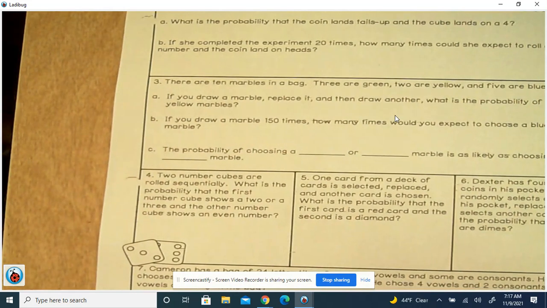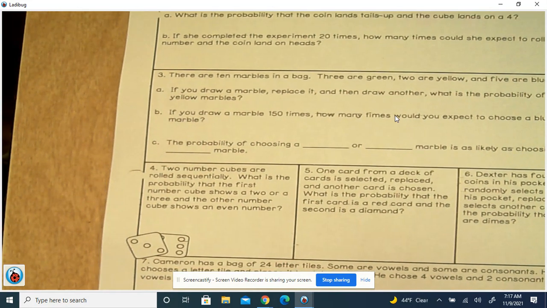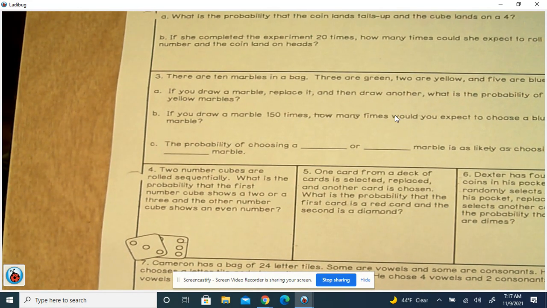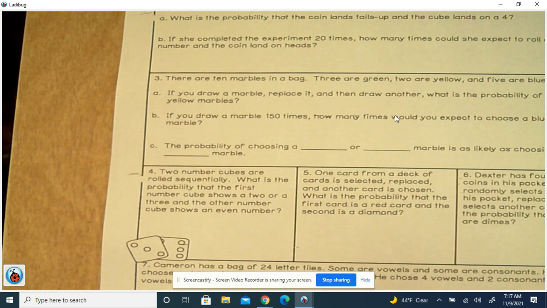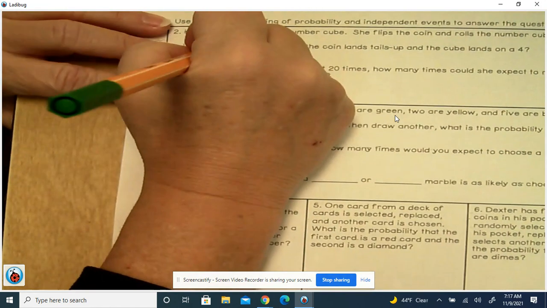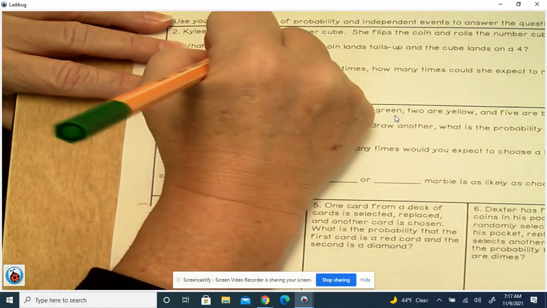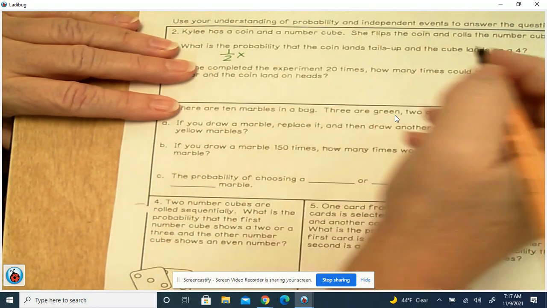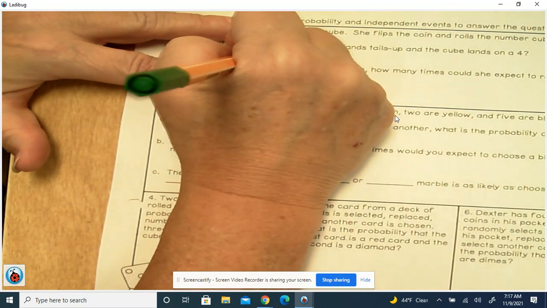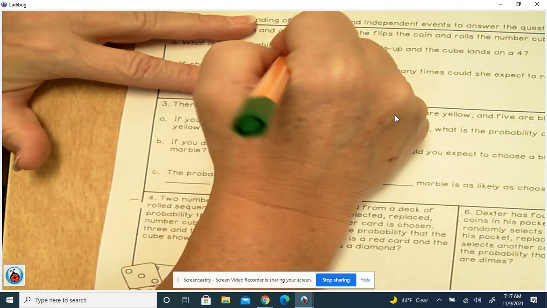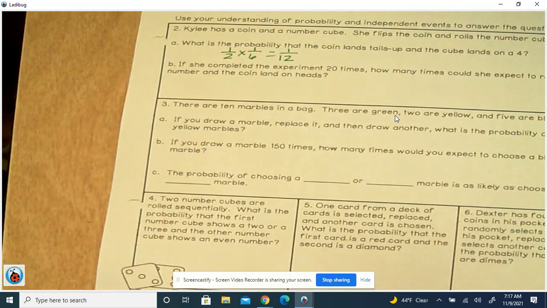Kylie has a coin and a number cube. She flips the coin and rolls the number cube once. What is the probability that the coin lands tails up and then the cube lands on a 4? So the probability of flipping a coin is always 1/2. And then a cube landing on a 4, there's one 4 out of 6 choices. So that's 1 times 1 is 1, and 2 times 6 is 12. So it's 1/12.